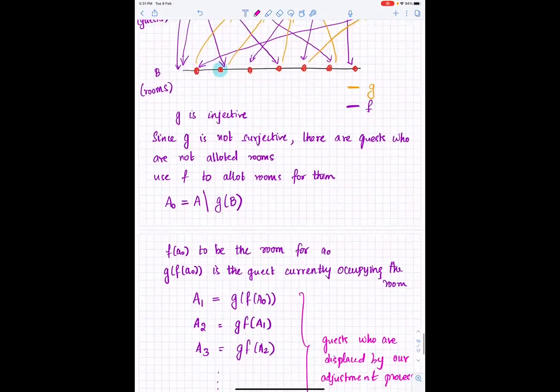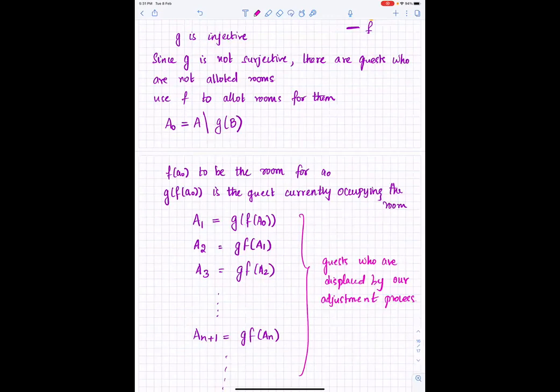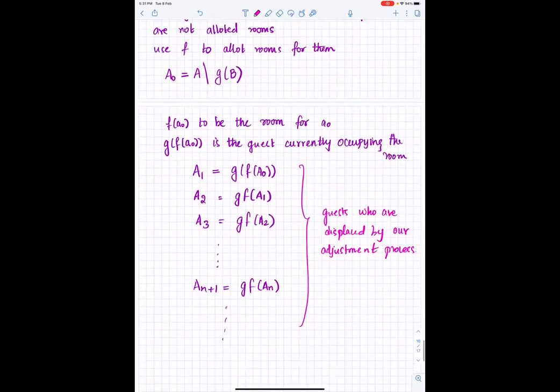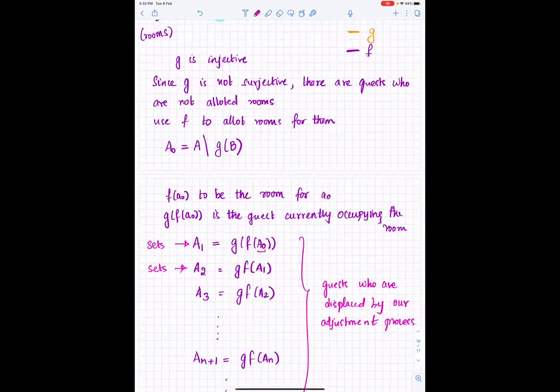I'm only using small letters for guests and capitals for sets. Capital A1 is a set. Sets of what? You look at all elements in A0, apply F to them, and then apply G to them, and we get a set. So maybe I will write it like this: A1 is G of F of A0. Does that clarify?